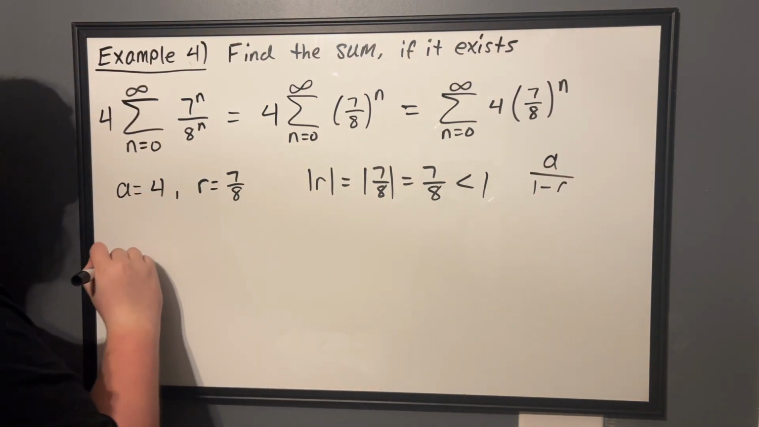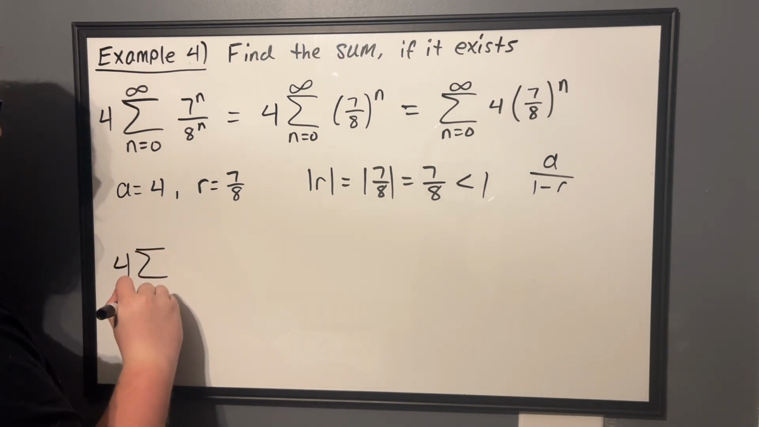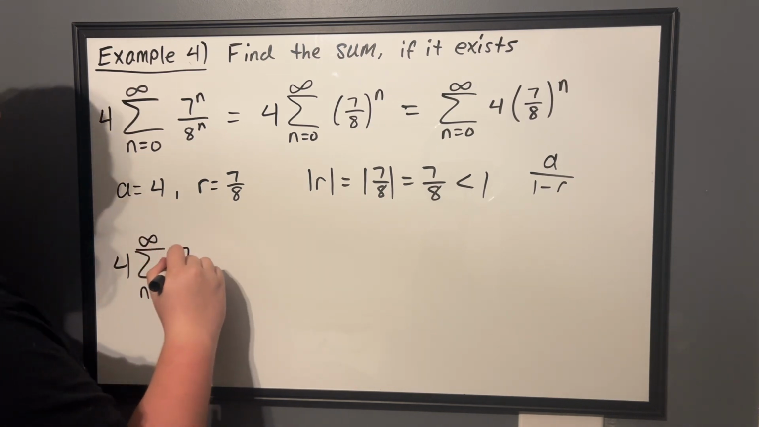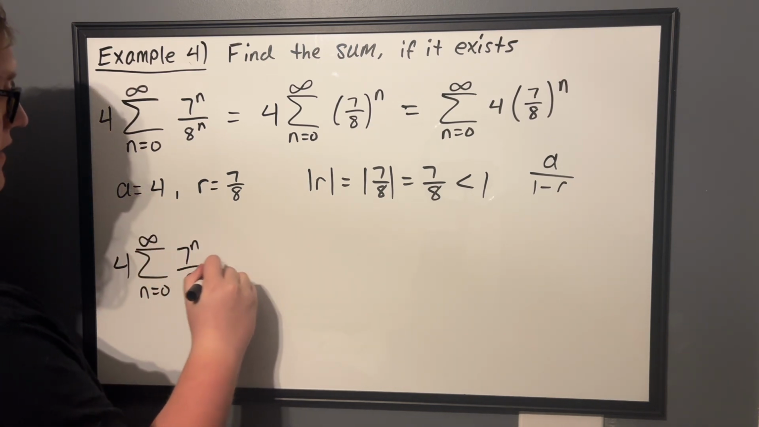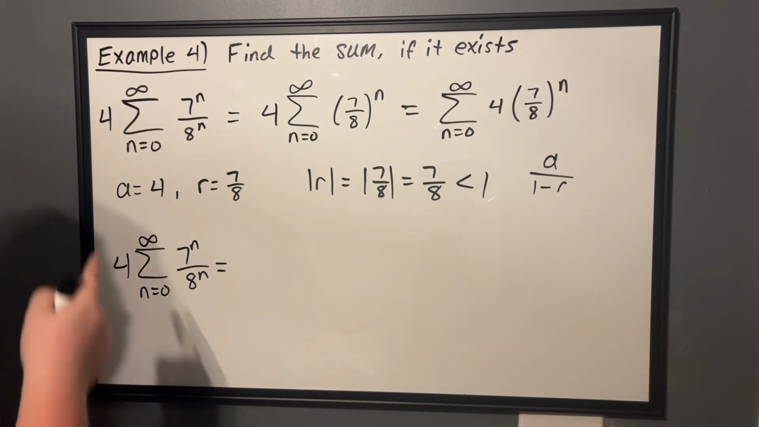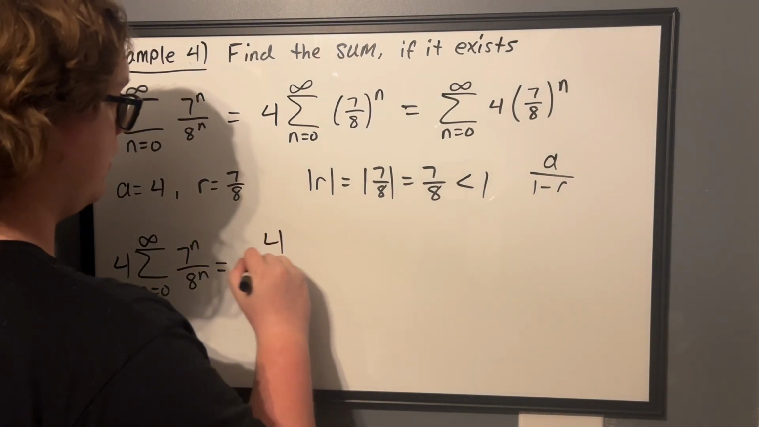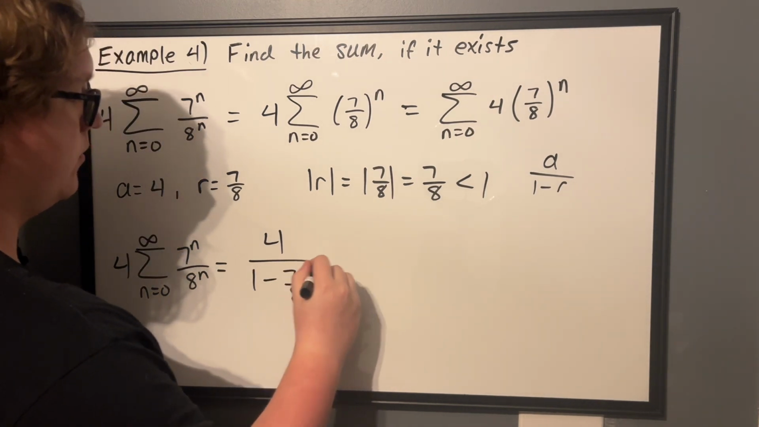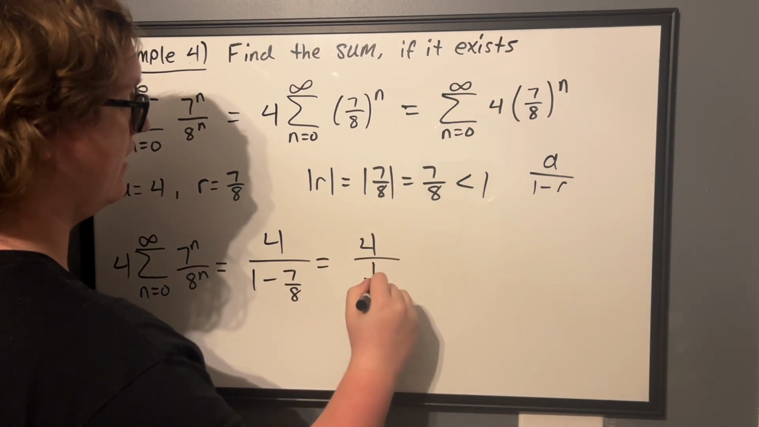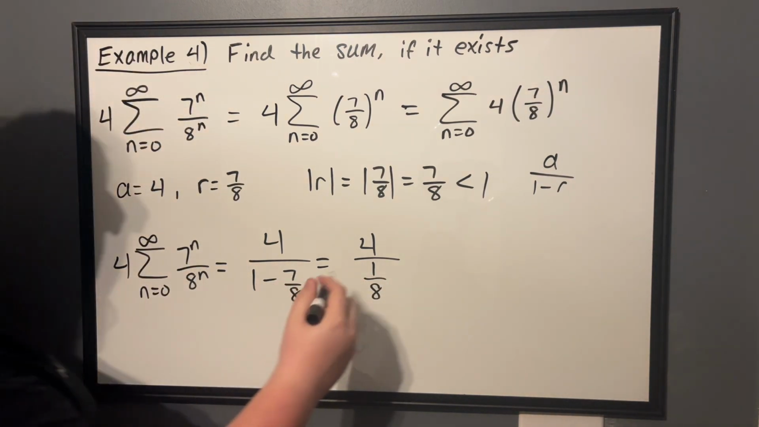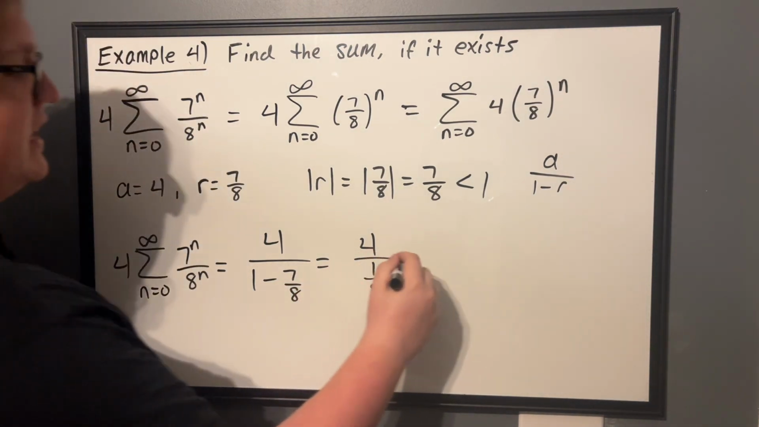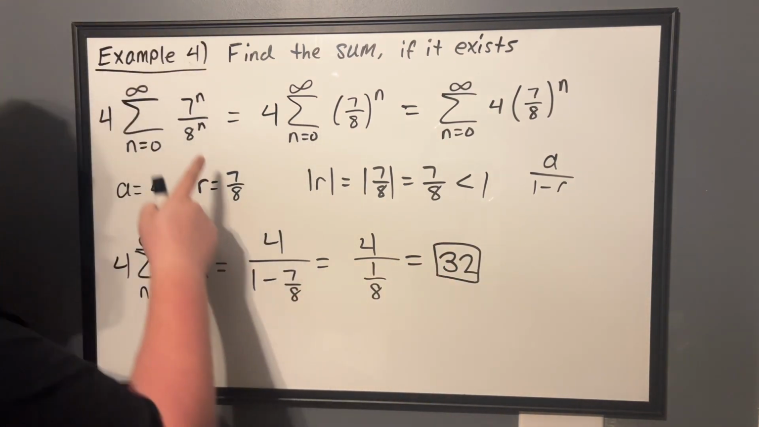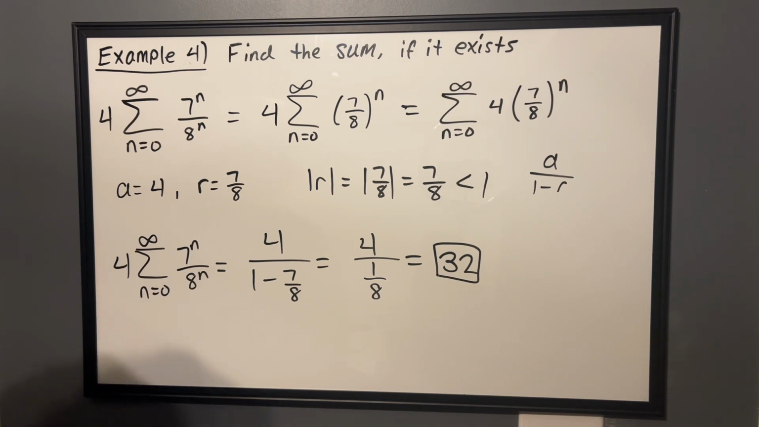So 4, and I'm writing it again in terms of the original question. So we'll have 4 times the series of 7 to the n over 8 to the n is equal to a over 1 minus r. Well, remember, a was 4, so we have 4 over 1 minus 7/8, which is equal to 4 over 1/8. And when we divide that fraction, we're going to get 4 times 8, which is equal to 32. So that tells us that this series right here will converge to 32.